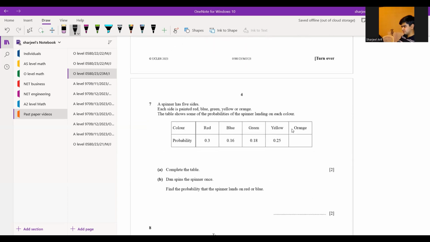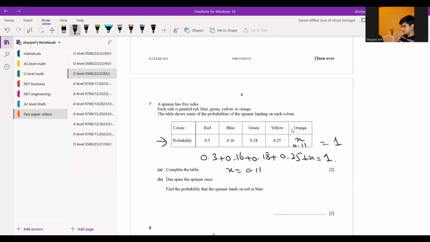For question number 7, we have to complete the table. For that, we have been given the probabilities. The sum of the probabilities is always equal to 1. So the remaining part is what we have to find. So we will add all these probabilities, and this should be equal to 1. So x will be equal to 0.11. That will be the answer for part A.